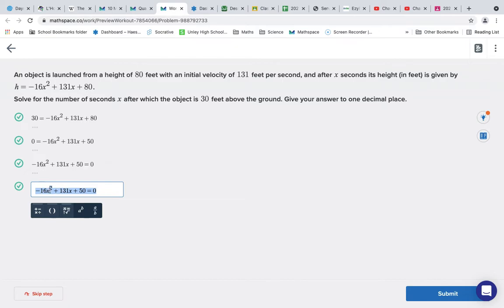Okay. Now the a term here is minus 16. The b term is 131. And the c term is 50. All right. So x equals, minus 131.